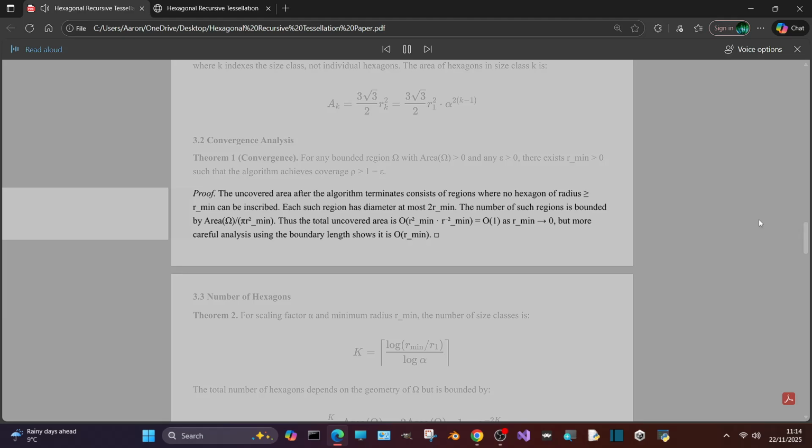Proof. The uncovered area, after the algorithm terminates, consists of regions where no hexagon of radius greater than or equal to r_min can be inscribed. Each such region has diameter at most 2 r_min. The number of such regions is bounded by area(omega) / r_min squared. Thus the total uncovered area is O(r_min squared times r_min^-2) = O(1) as r_min → 0, but more careful analysis using the boundary length shows it is O(r_min).